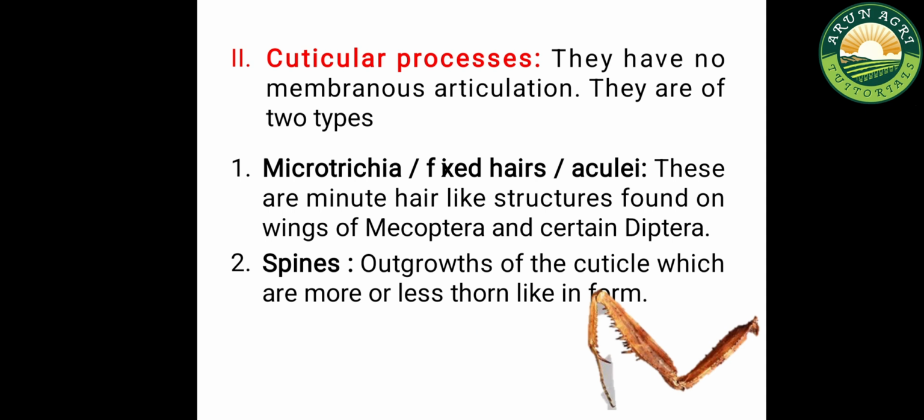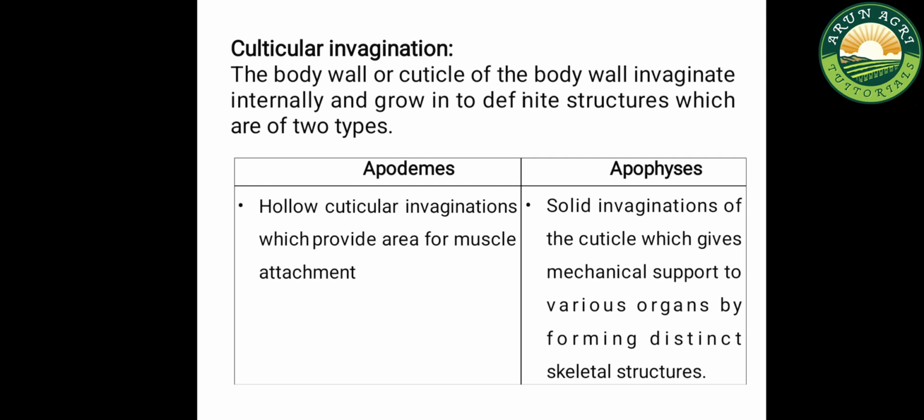Second one is spines. So microtrichia, in the name itself, are very small in size. These are minute hair-like structures found on the wings of Mecoptera and certain Diptera, but not present in all insects. And spines are outgrowths of the cuticle, which are more or less thorn-like in structure and they are immobile. So cuticular invaginations, if you see, there are two, apodemes and then apophyses. Apodemes are hollow invaginations which provide area for muscle attachment, and apophysis is a solid invagination of the cuticle which gives mechanical support to various organs, forming distinct skeletal structures.